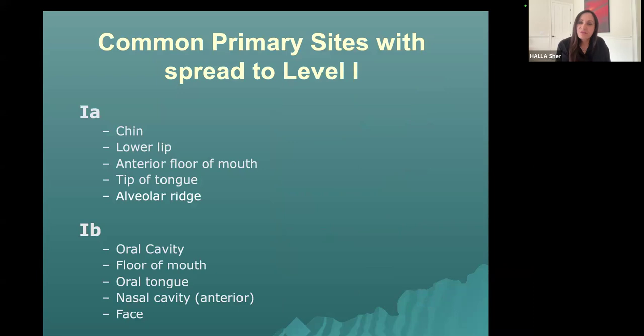Common primary sites with metastatic spread to level 1 include, for level 1A, the chin, the lower lip, the anterior floor of mouth, the tip of the tongue, and the alveolar ridge. For level 1B, metastases typically come from tumors arising in the oral cavity, the floor of mouth, the oral tongue, the nasal cavity, and the midface. Cutaneous malignancies of the midface will often have metastatic spread to 1B.